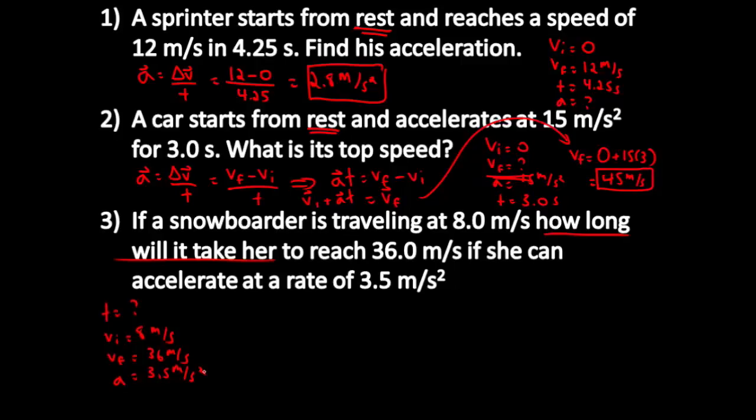So, oddly enough, we're going to use the same equation we've used before. Acceleration is equal to delta v over t. Solving for t, we know that t is equal to delta v over a. Plugging in our values, remember delta v equals vf minus vi, so 36 minus 8 divided by 3.5. And what do we get? We get a total of 8.0 seconds.